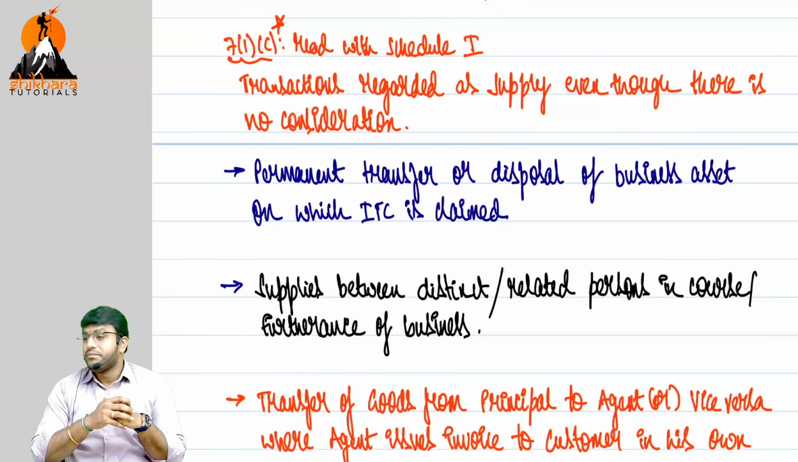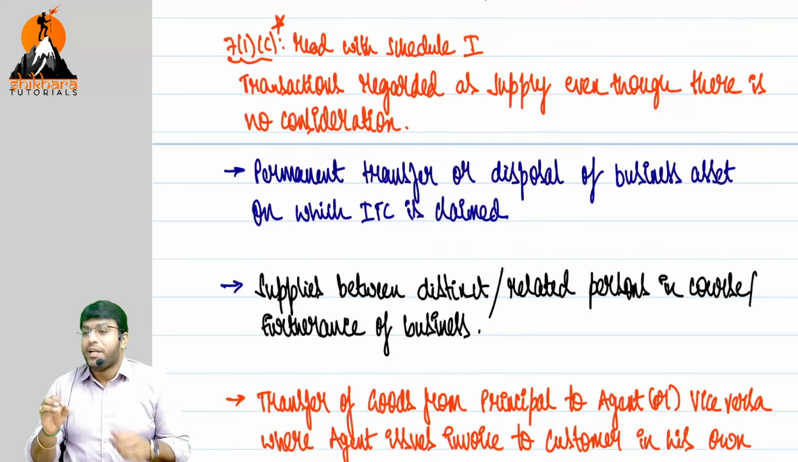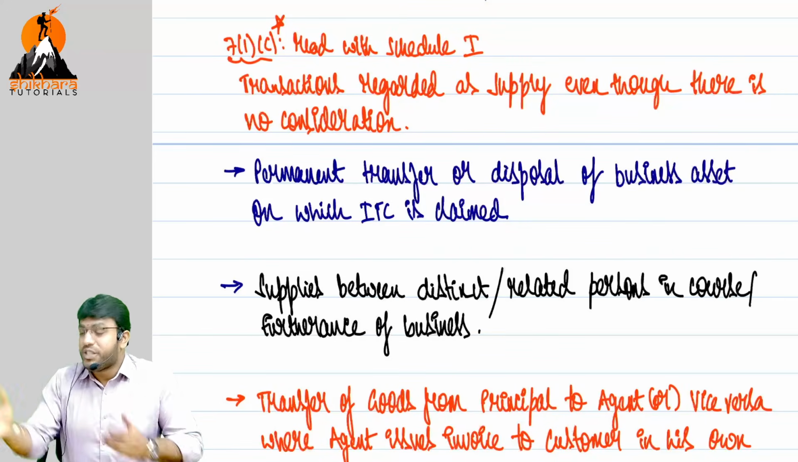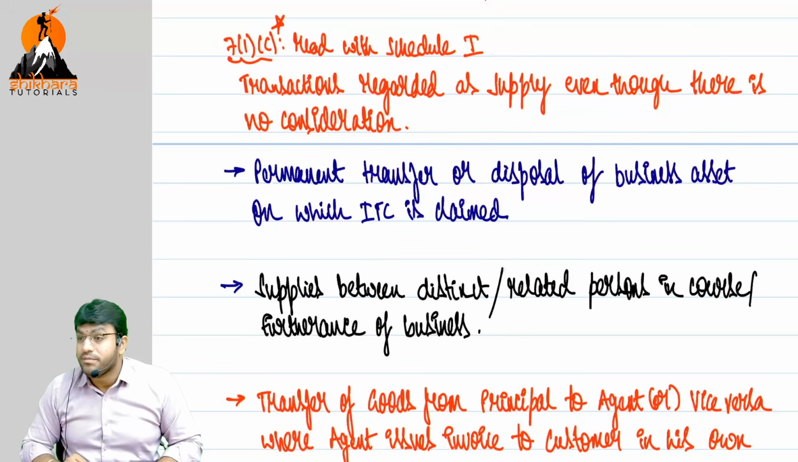The first point: permanent transfer or disposal of business asset on which ITC is claimed. Second, supply between distinct or related persons in the course or furtherance of business. Third point, transfer of goods from principal to agent or vice versa, where the agent gives invoice to the customer in his own name. And here, my dear friends, the agent is somebody who is taking the goods and sending the goods, not just a procurement agent. I'll give an example of what I'm trying to tell.